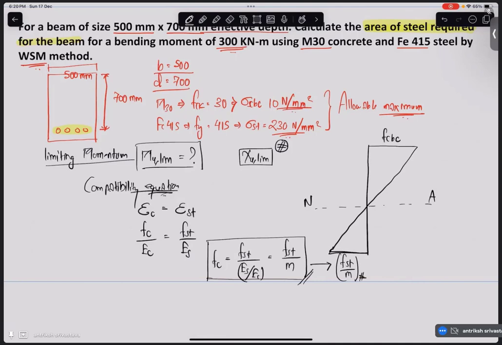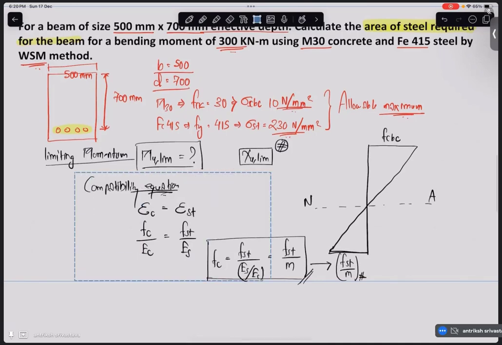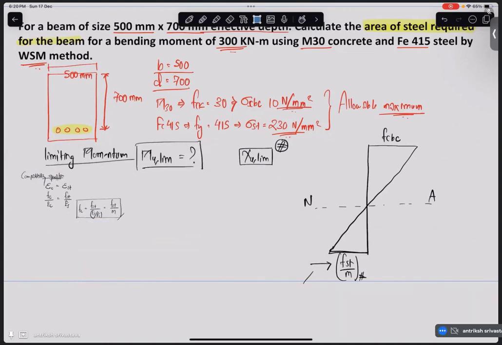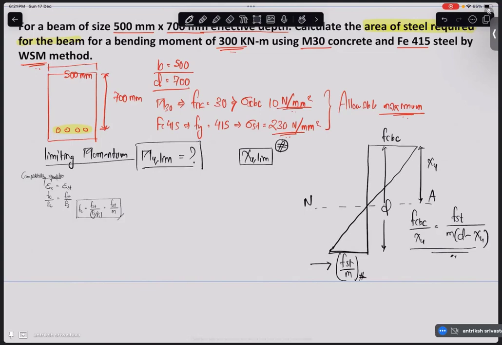Alright, so I am going to make it smaller just so that you guys know that it was there, and we also have some area for the rest of the class. Alright, now you know this. Then this is going to be XU, this is going to be D. From similarity, FCBC divided by XU is going to be FST divided by M into D minus XU. Right? This is your expression that you are going to use to calculate your XU limiting.